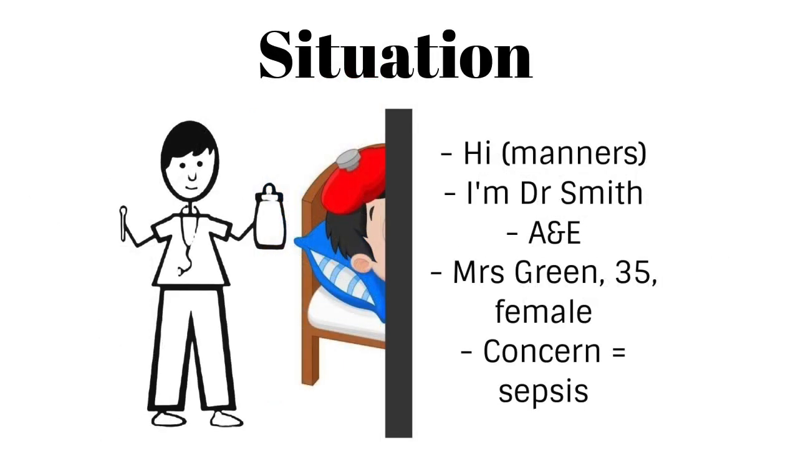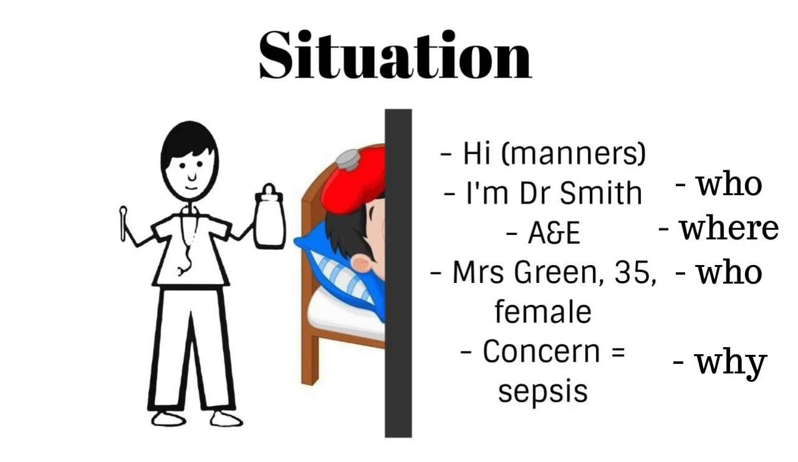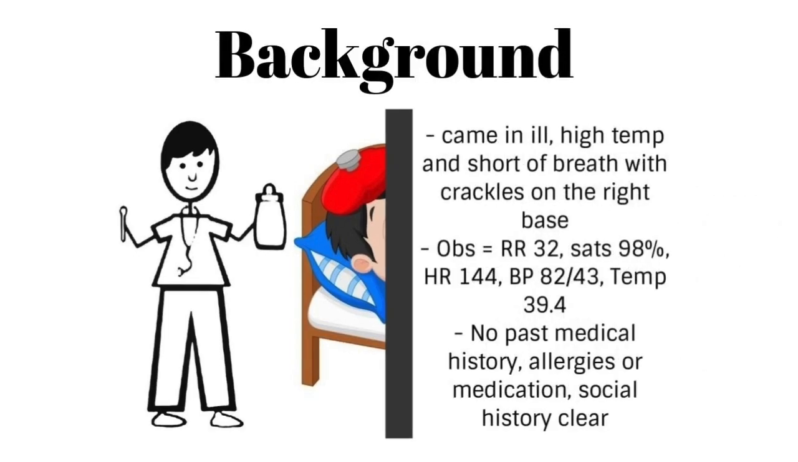So, the situation on that was I was explaining that I'm Dr. Smith, the F1, and I was on the A&E ward. I told the MedReg on call that I was calling about a patient called Mrs. Green, a 35-year-old female, that I was concerned about because she may be going into septic shock. I then moved on to the background. I explained that she came into A&E, she wasn't feeling great, and she's been short of breath for a couple of days, and when inspected, had crackles on the right base.